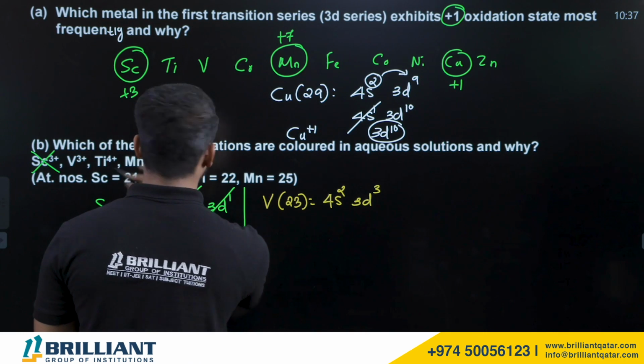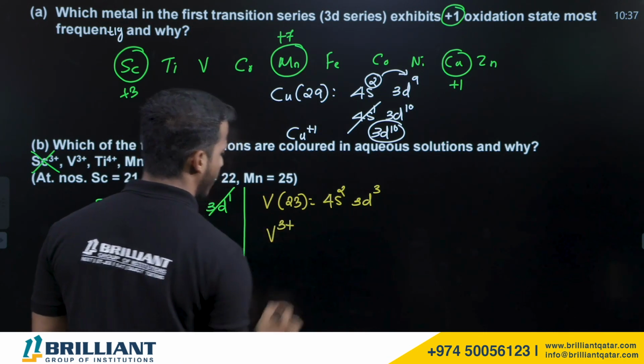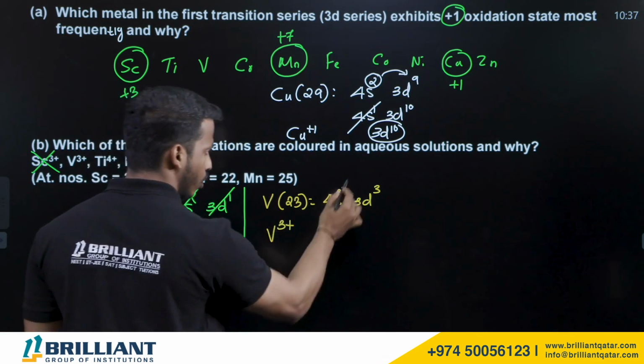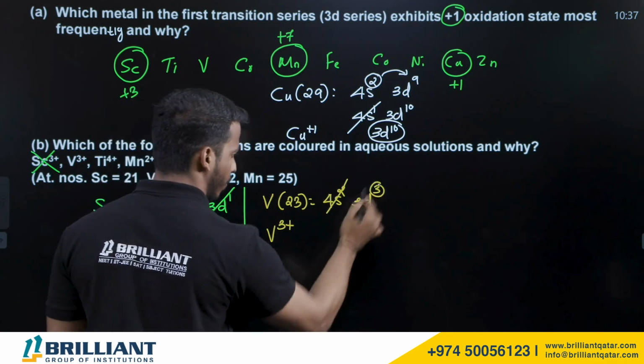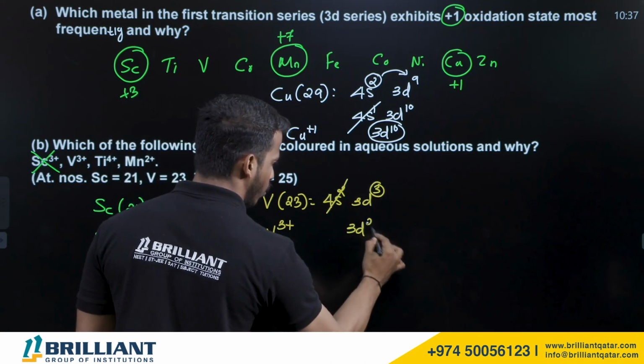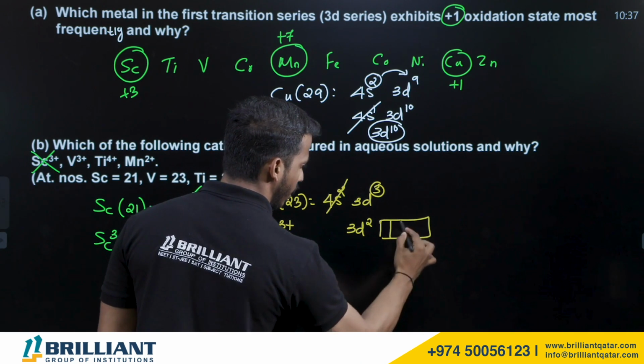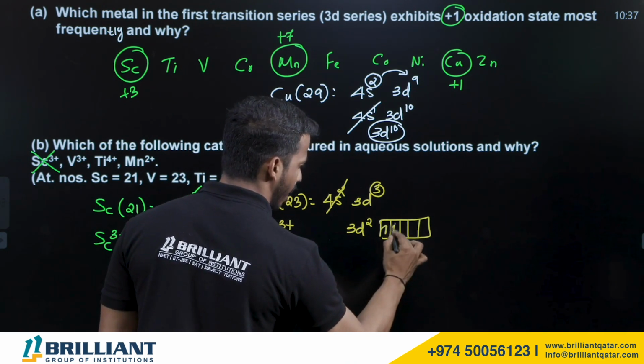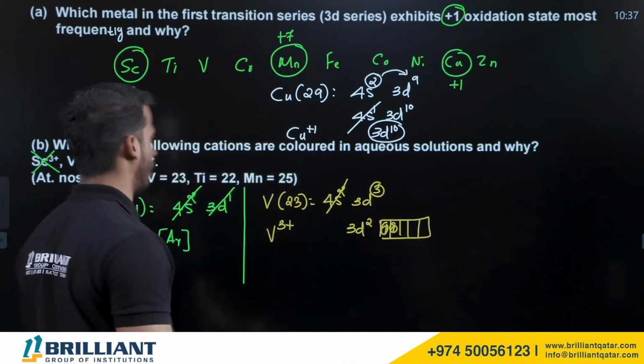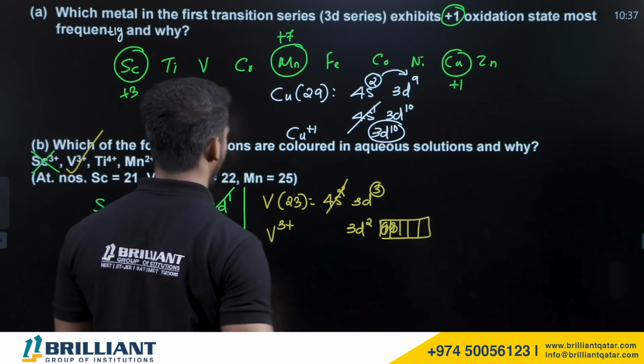Vanadium, the configuration is vanadium 3+. Vanadium 3+ means it has to lose 3 electrons, 2 electrons from 4s and 1 electron from 3d, remaining is 3d2. 3d2 means the d orbital has 2 electrons. Yes, unpaired electrons are there. It can show color. So vanadium 3+ can show color.